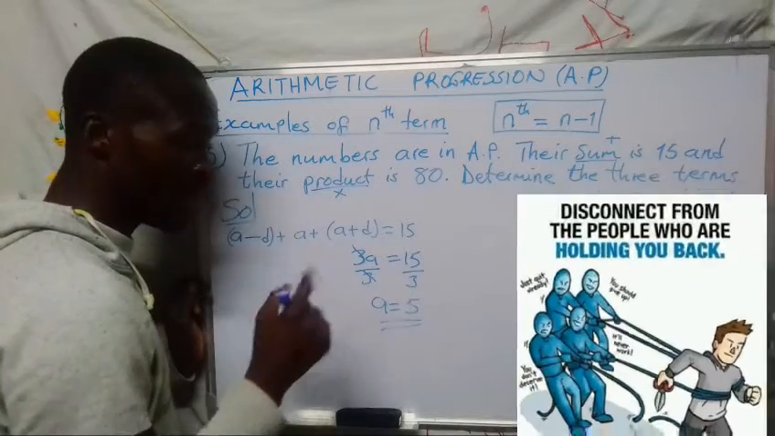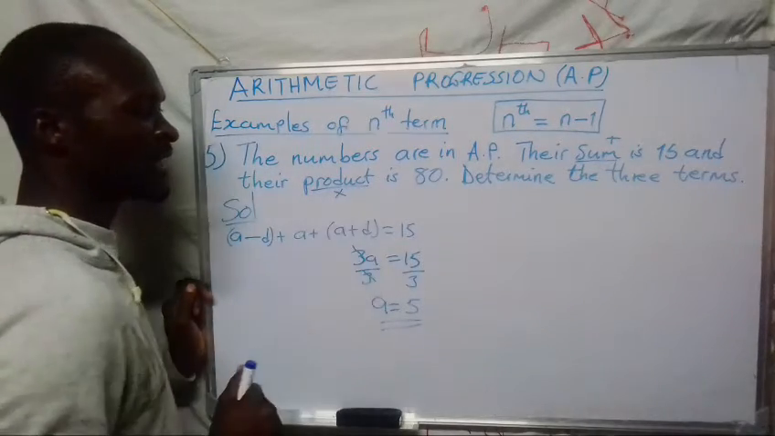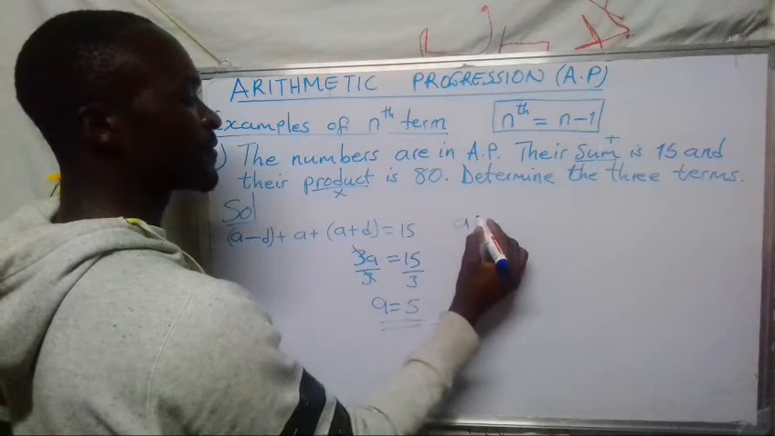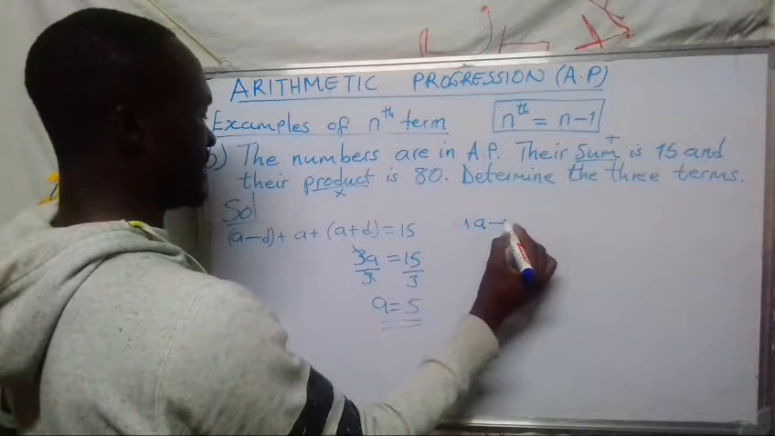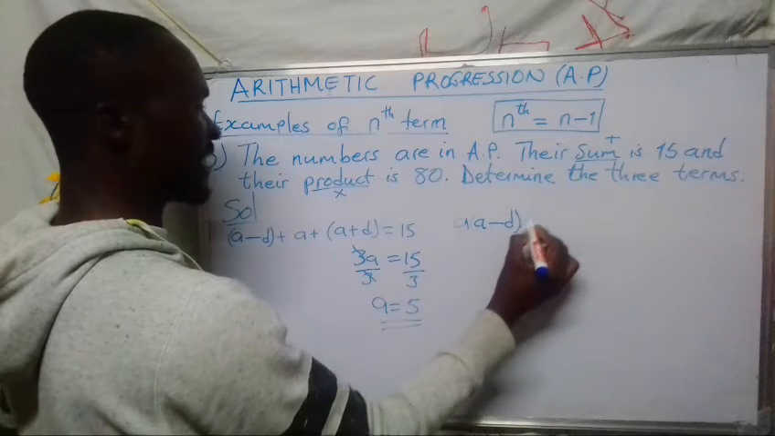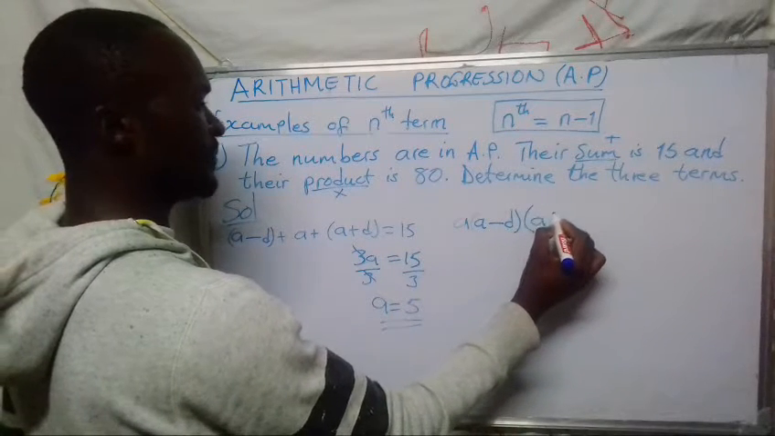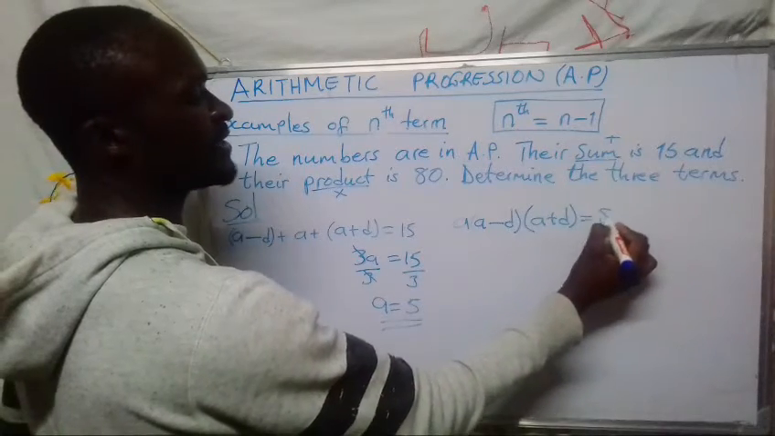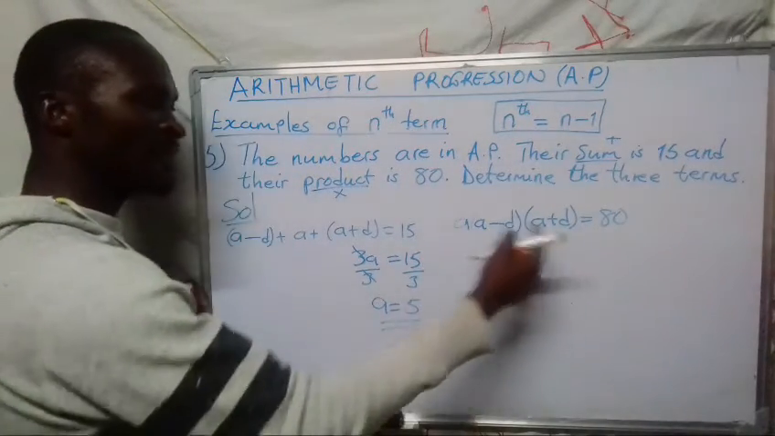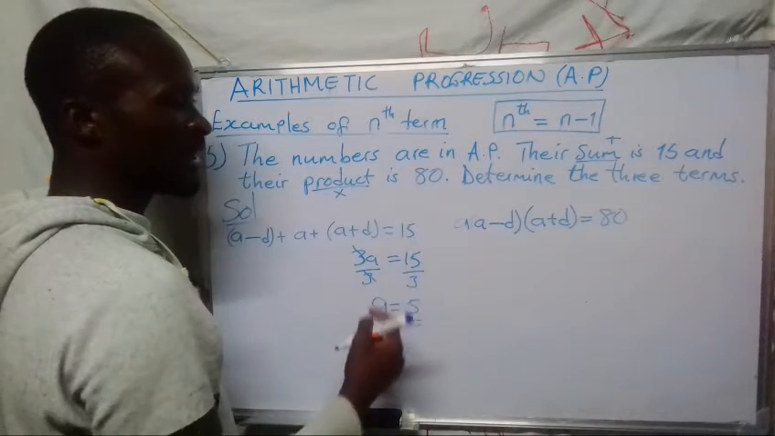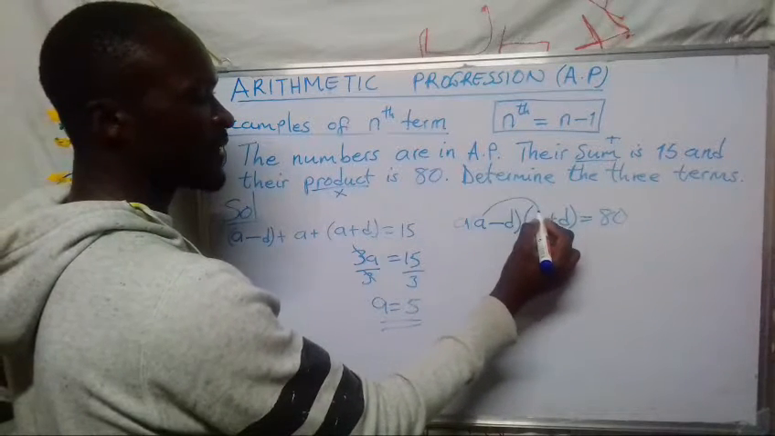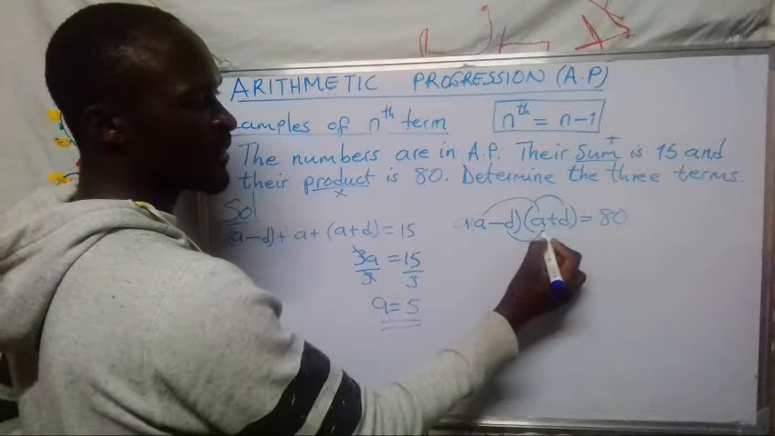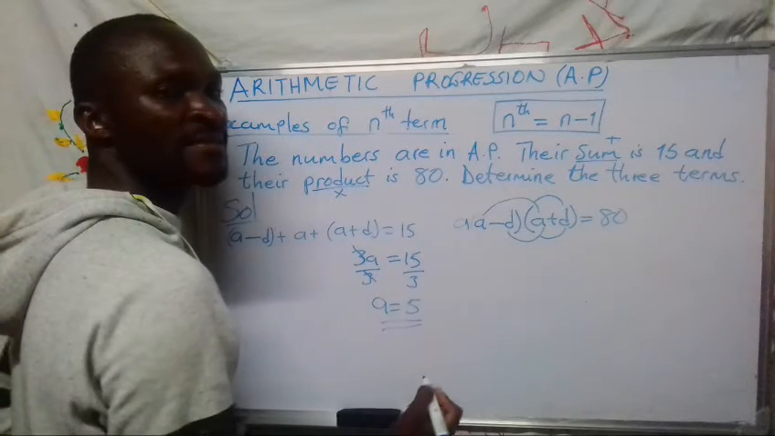Okay? Therefore, take now the product. The product will be A, then A minus D, cross bracket, then A plus D, cross, equals 80. Adding this, what we are going to do is this A will multiply with this, and this A will multiply with this, and then this D will multiply with this, and this D will multiply with this.